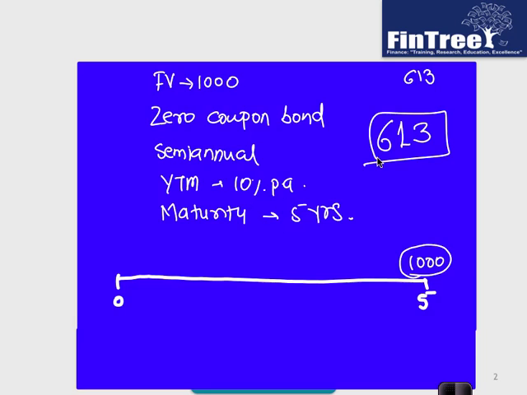Let's do one more. If it's a zero coupon bond, does it make a difference if it's semi-annual or annual? Okay, let's do it using the annual convention now. Same question. What if the compounding was annual? This was semi-annual.